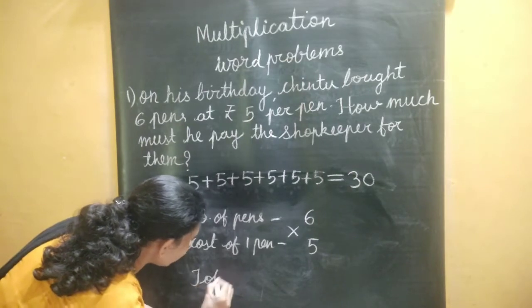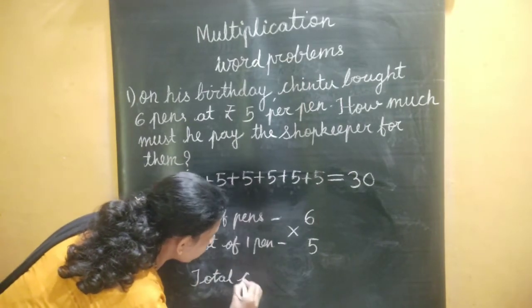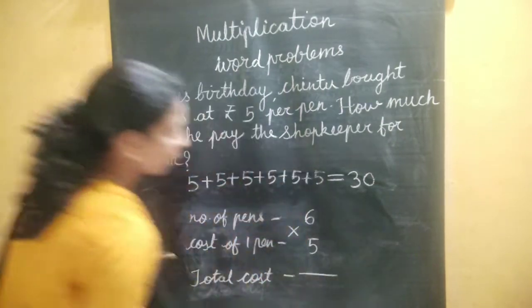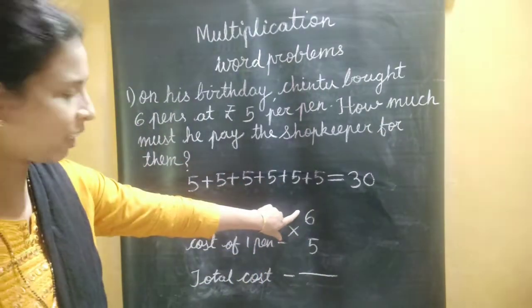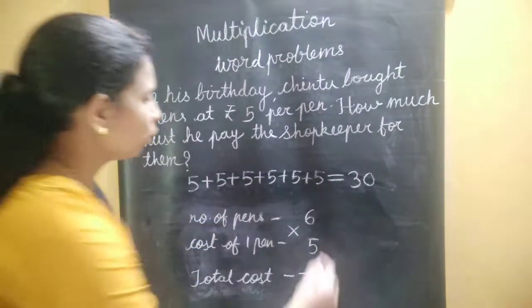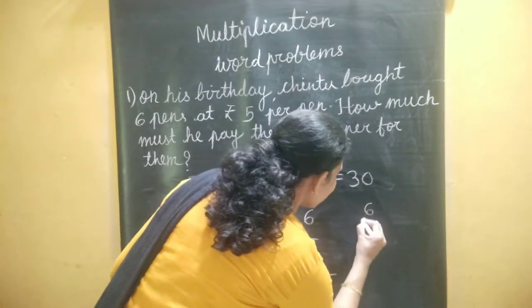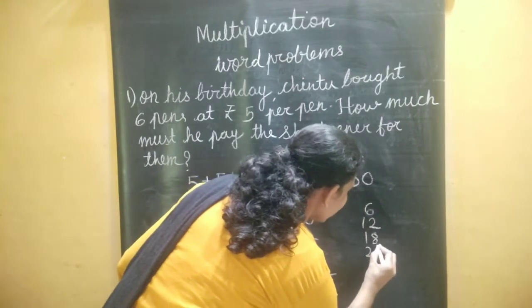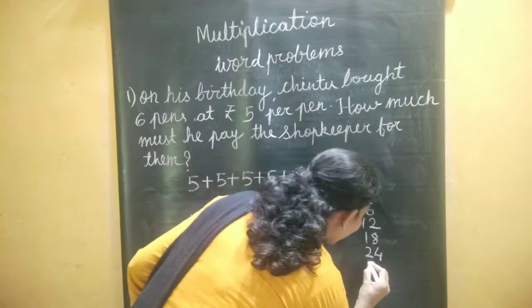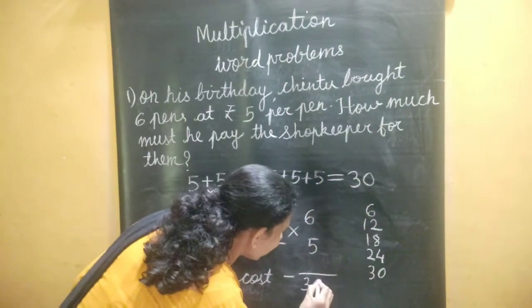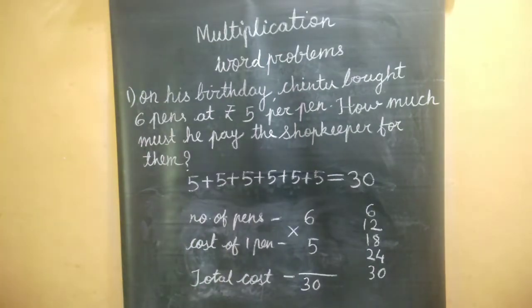So total cost is equal to, say the table of 6, till 6 5s are. Okay students? So you know that 6 1s are 6, 6 2s are 12, 6 3s are 18, 6 4s are 24 and 6 5s are 30. So students, here write down the answer 30.